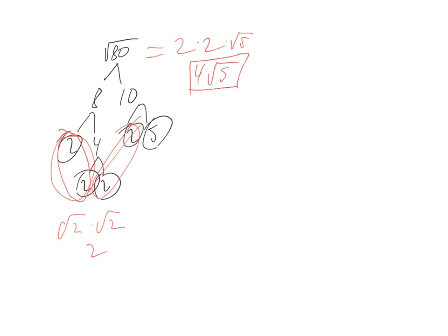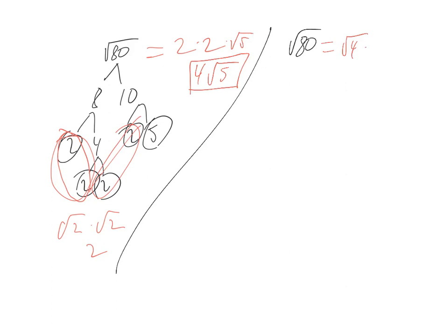Okay, what about our other method? What about finding the biggest perfect square? So this can sometimes be tricky with bigger numbers. So let's say you're looking at 80 and you're thinking of a perfect square that goes into 80, and maybe you say, oh, well, 4 goes into 80, and 4 is a perfect square. Great, that works just fine.